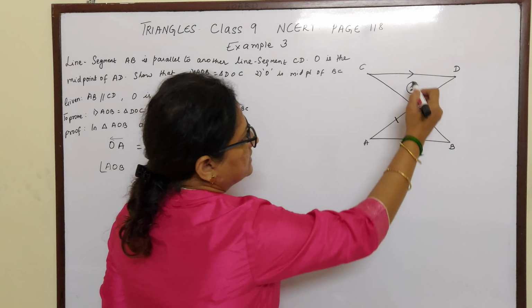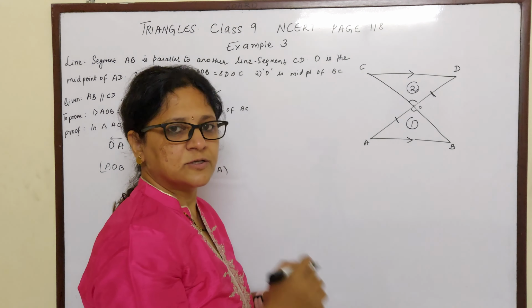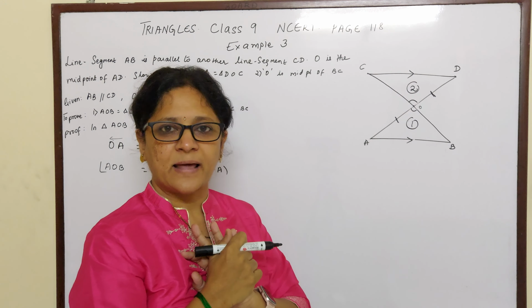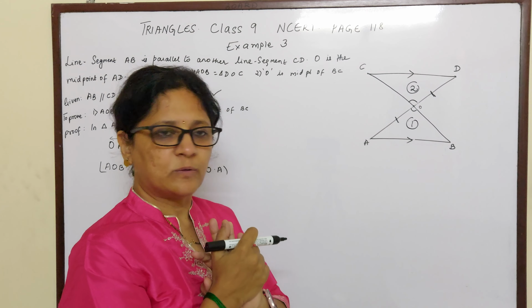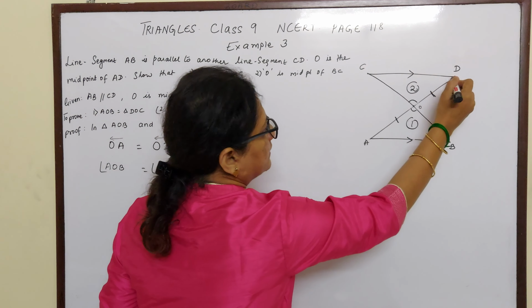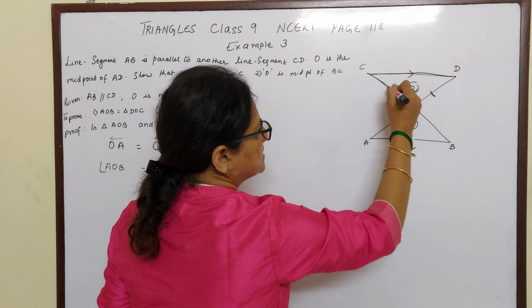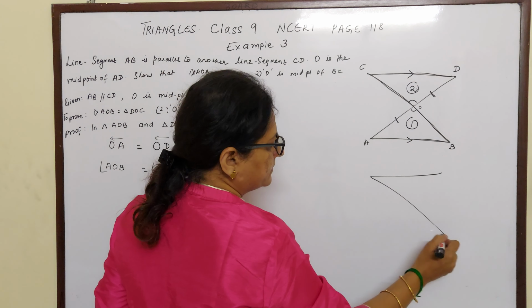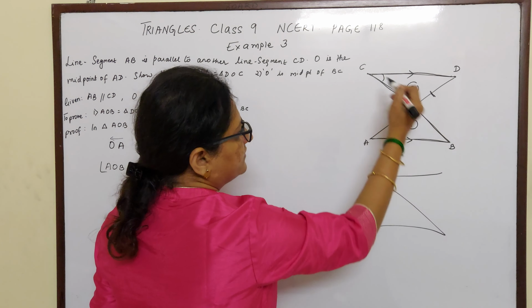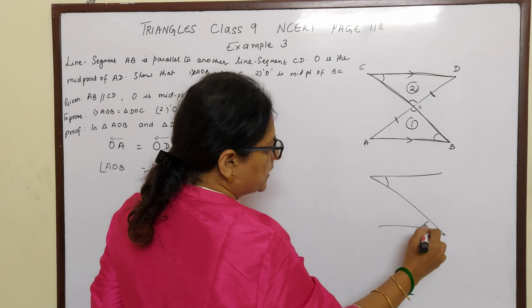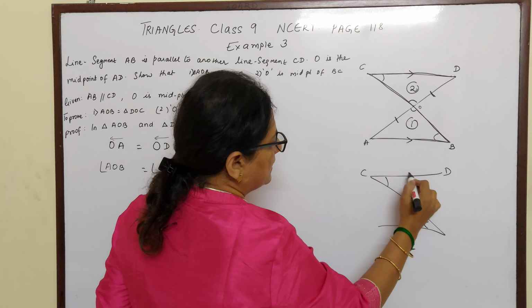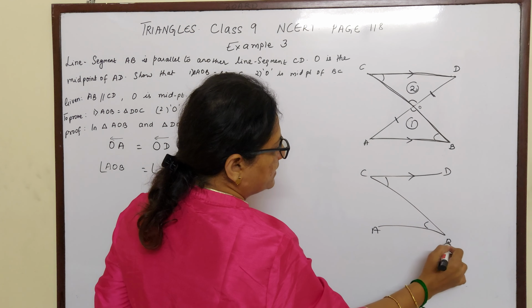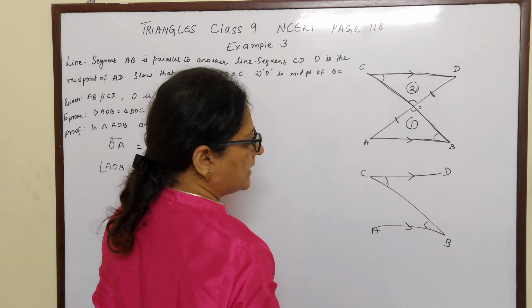Now this line is parallel to this line. So whenever the lines are parallel, the alternate interior angles are equal. So what is alternate interior? See the shape, children. This is forming a Z shape, right? This is forming an inverted Z shape. So this will be equal to this. Why? Because CD is parallel to AB. So whenever lines are parallel, alternate interior angles are equal.